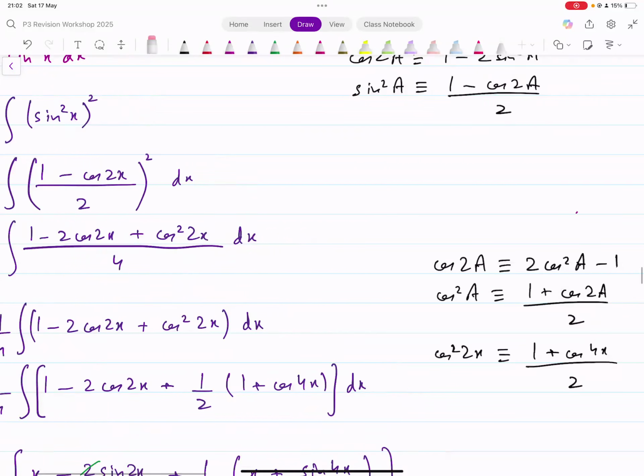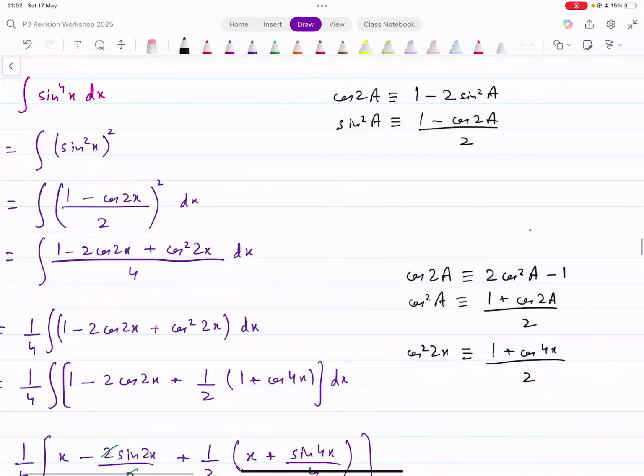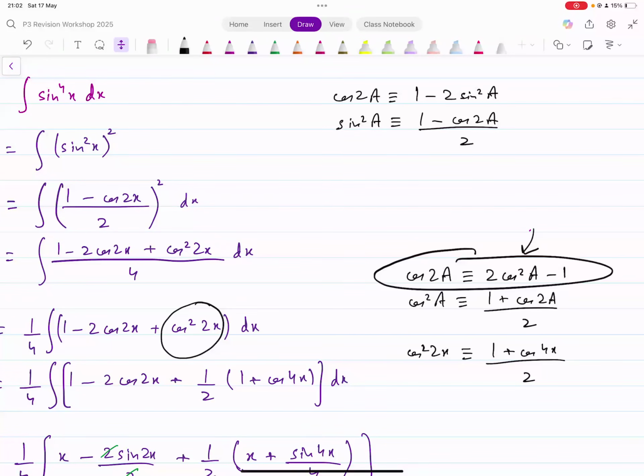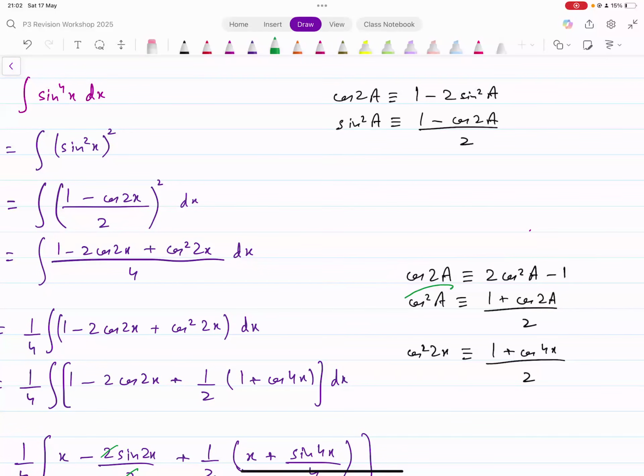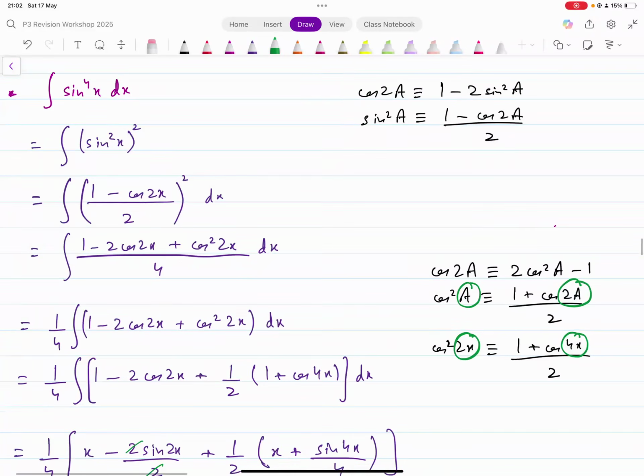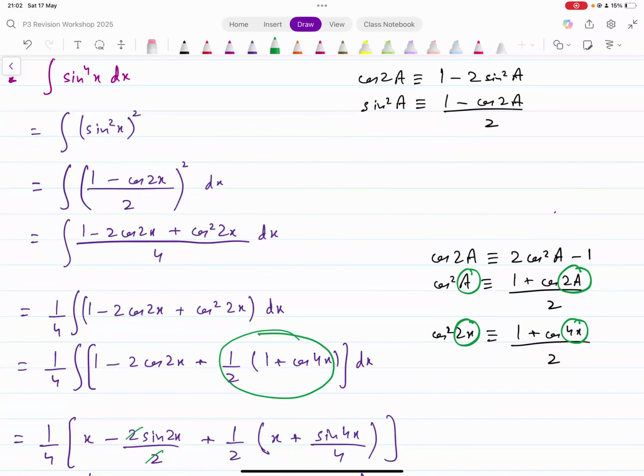Again, we use the double angle identity for cos. Cos 2a is identical to 2 cos square a minus 1. In this case, we've got cos square, so we use the cos square form. That's 2 cos square a minus 1. Make cos square the subject. Cos square a equals this. And now we have cos square of 2x there. Replace a with 2x. If you have 2x here, the angle on the right side should be 2 times that. So if it's 2x, that should be 4x. We have seen that before. So this becomes 1 plus cos 4x divided by 2.